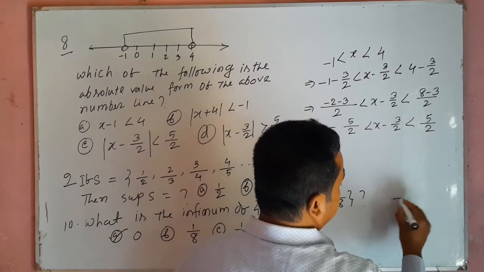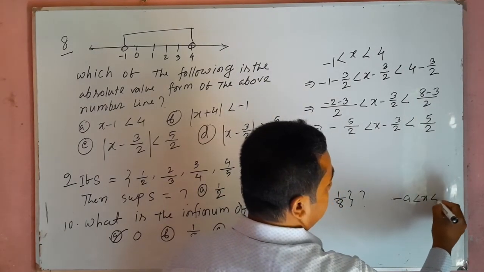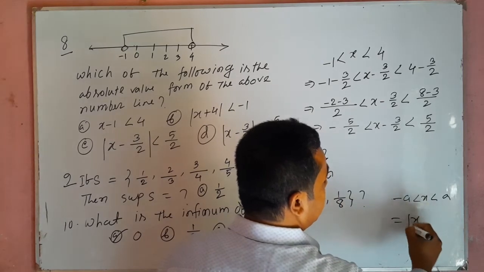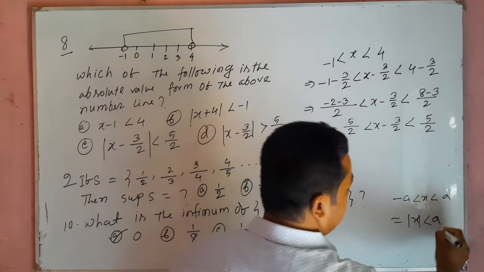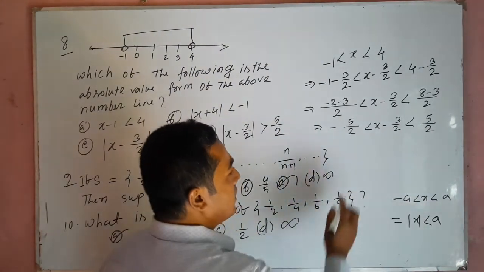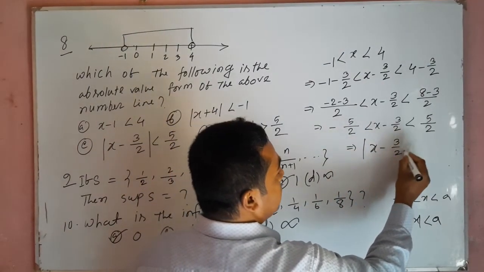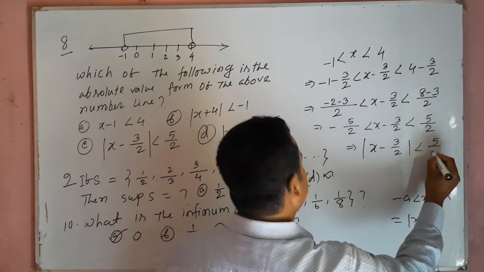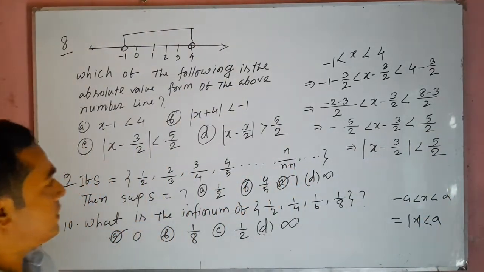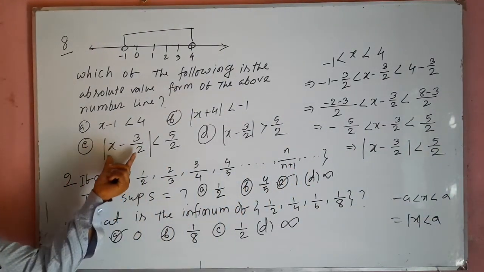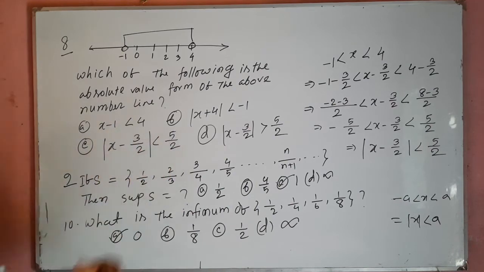By these rules we can write the absolute value of x is less than a. So here the absolute value of x minus 3 by 2 is less than 5 by 2. Which answer option is right? Absolute value of x minus 3 by 2 less than 5 by 2. So this is our answer.